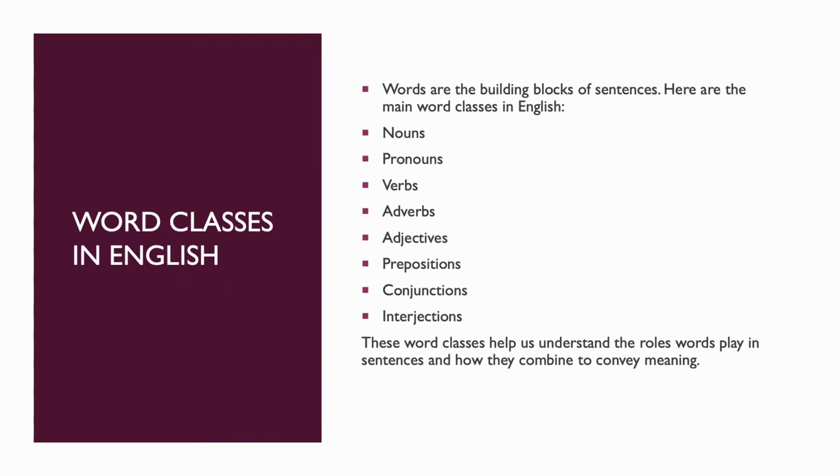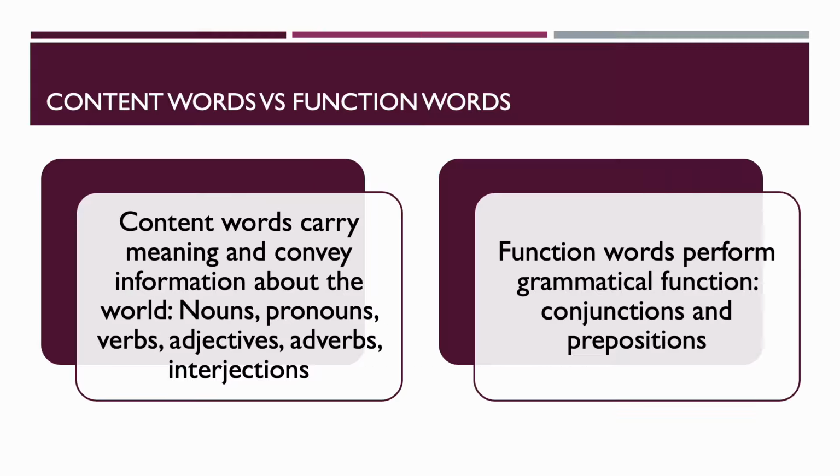Now, words are the building blocks of sentences. Remember, we said morphemes are the building blocks of words, and words are the building blocks of sentences. Here are the main word classes in English. You have nouns, pronouns, verbs, adverbs, adjectives, prepositions, conjunctions, interjections. These word classes help us understand the roles words play in sentences and how they combine to convey meaning.